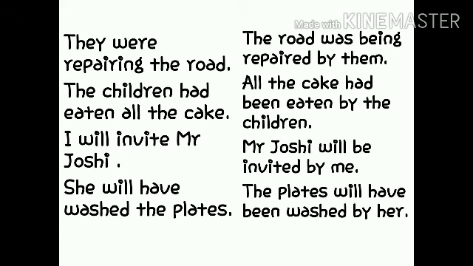Then, the children had eaten all the cake. All the cake had been eaten by them. Had eaten is past perfect tense. In perfect tense, we use the helping verb been. So all the cake had been eaten by the children.